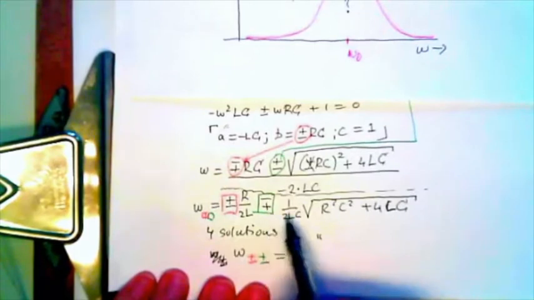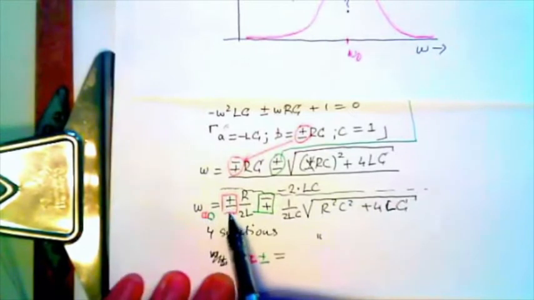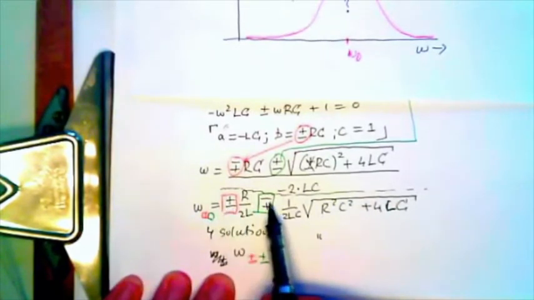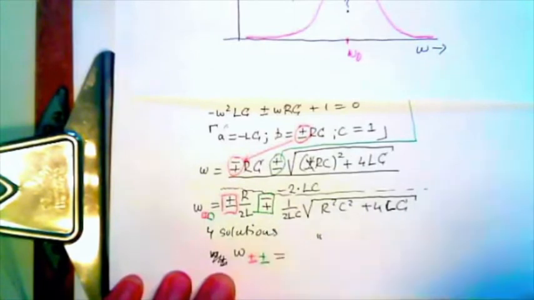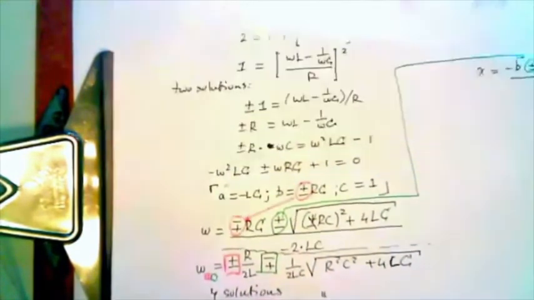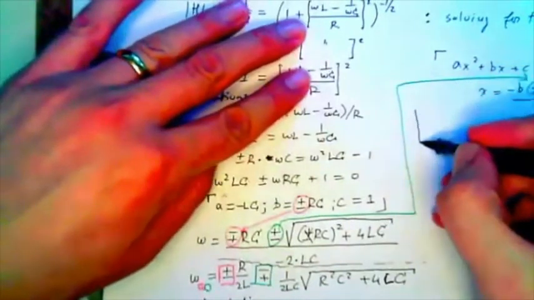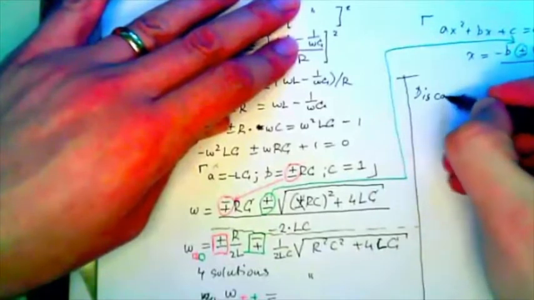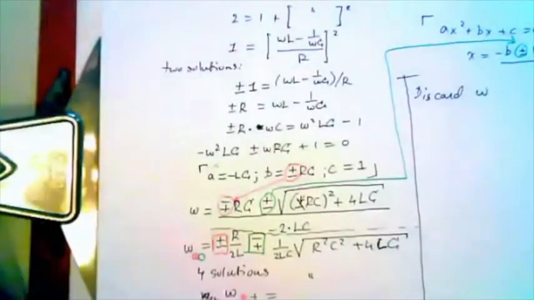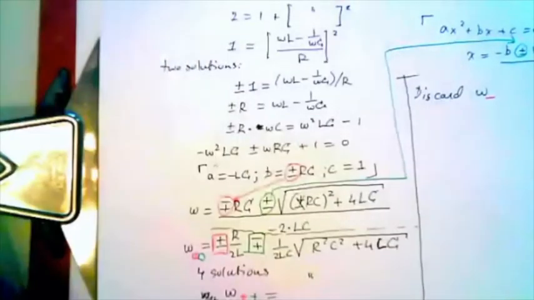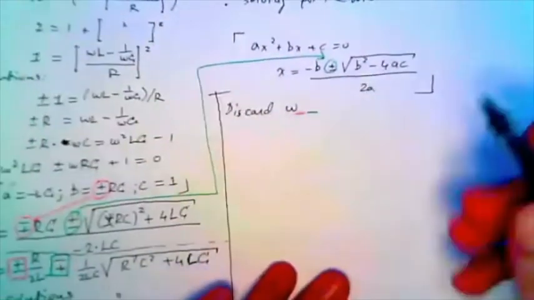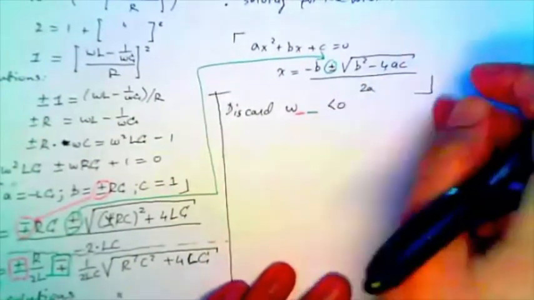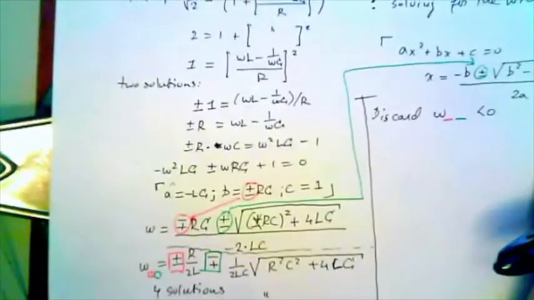So let me show you. A very obvious one is omega minus minus. If omega minus minus is picked, we pick a minus here, we pick a minus there, we get a negative frequency, and a negative frequency doesn't really make much sense. So we're going to discard omega minus minus, because it's less than 0. Okay, so that leaves us 3 solutions.